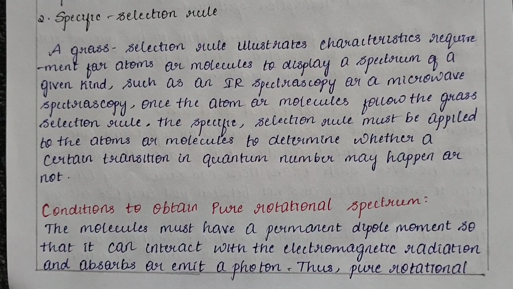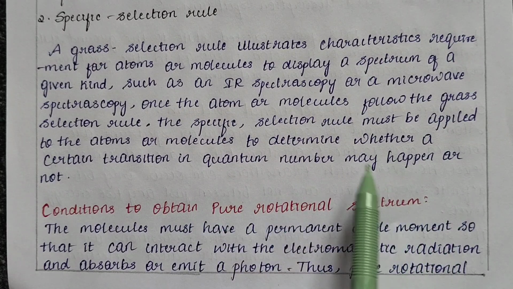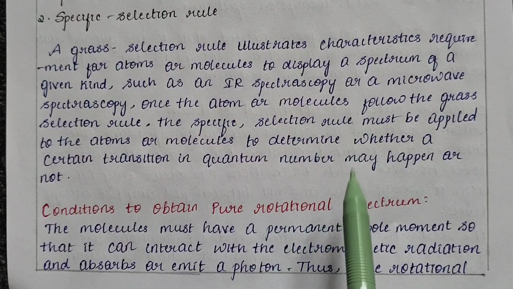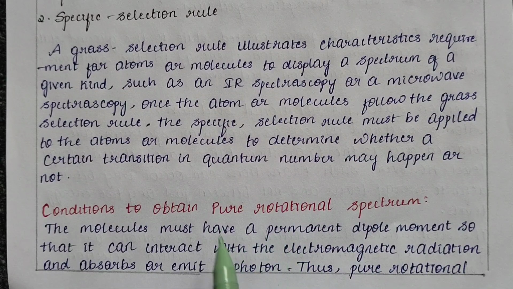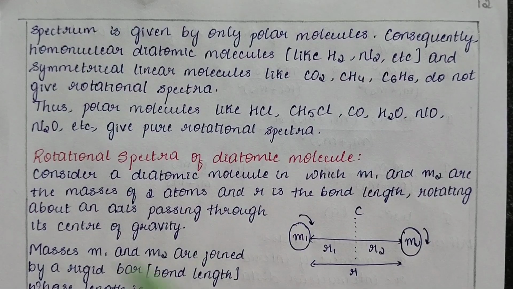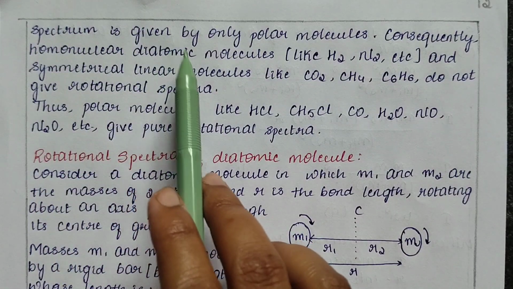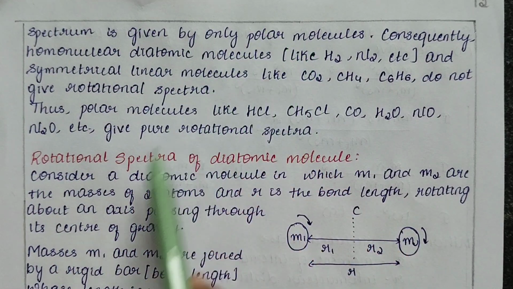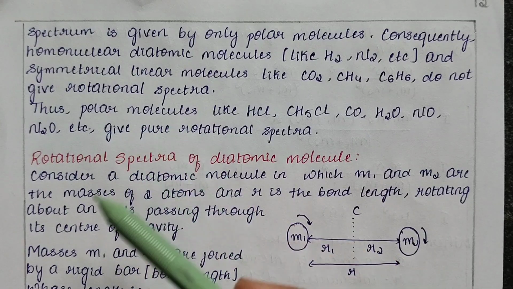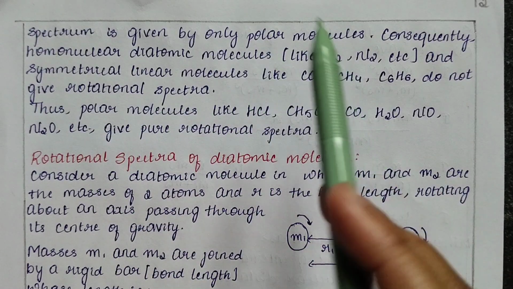So in simple words, it is the measure of separation. If there is a positive charge and a negative charge, the distance at which these positive and negative charges are separated is measured, and that is known as dipole moment, which is most important to get a pure rotational spectrum. So to get a pure rotational spectrum, the molecule under study should be a polar molecule.